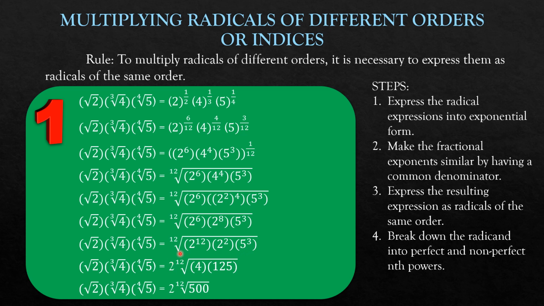And then, kuhanan po natin ng 12 root po ito, si 2 raised to 12. So, nailabas po natin si 2. Ang naiwan po ay si 2 squared, which is 4, and then 5 cubed, which is 125. So, 4 times 125 is 500. So, our final answer is 2, 12 root of 500. Therefore, the product of square root of 2, cube root of 4, and fourth root of 5 is equal to 2, 12 root of 500.